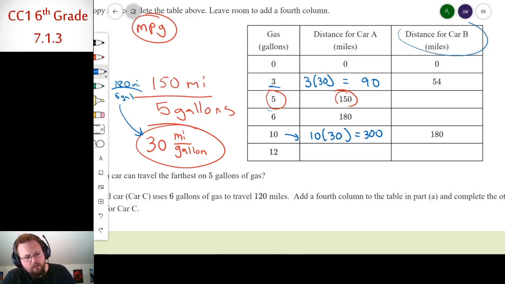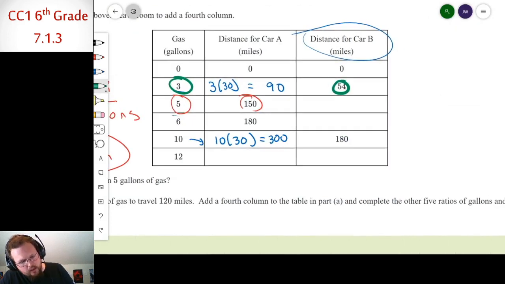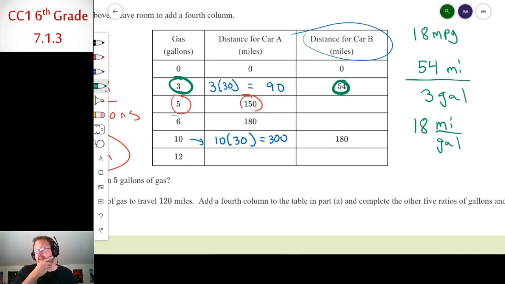When you are given the values for car B and you're trying to figure out how many miles per gallon car B uses, the 0, 0 doesn't help you as much, but you know 54 and 3 can be used together. So for this car, if you do 54 miles per 3 gallons, you divide that and you get a total of 18 miles per gallon. In other words, you could say the car gets 18 mpg, which is miles per gallon. That's the notation for it.